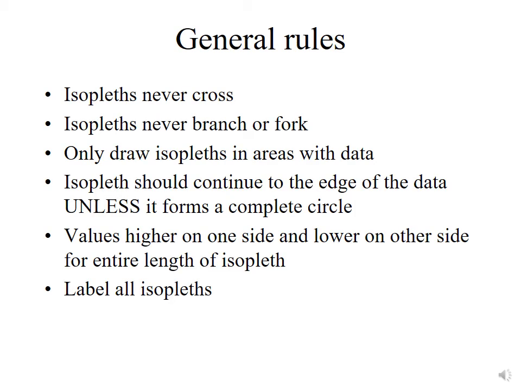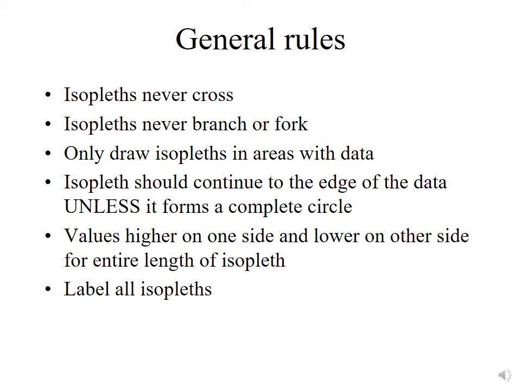So there are several rules for isopleths. The first rule is that they never ever cross. You can never have a 30-degree line cross a 35-degree line because that would imply that at the intersection, the temperature is both 30 and 35 at the same time.